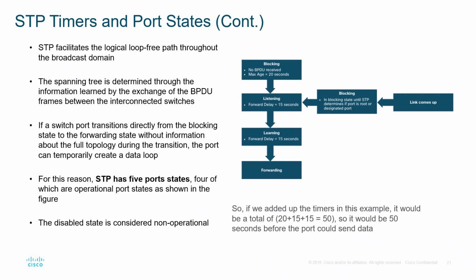Now, STP facilitates a logical loop-free path throughout the broadcast domain. The tree is determined through the information learned by the exchange of BPDUs between the interconnected switches. If a switch port transitions directly from the blocking state to the forwarding state without information about the full topology during that transition, the port can temporarily create loops. For that reason, STP has 5 port states that it follows, and you need to know what they are and the order in which they occur.